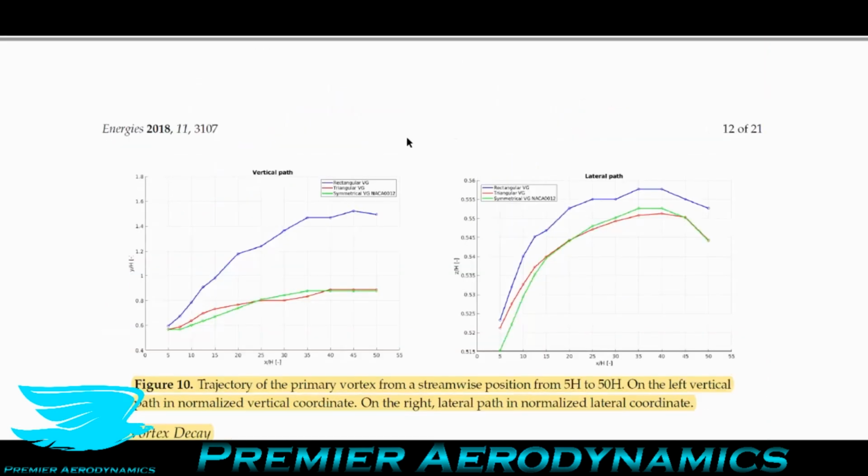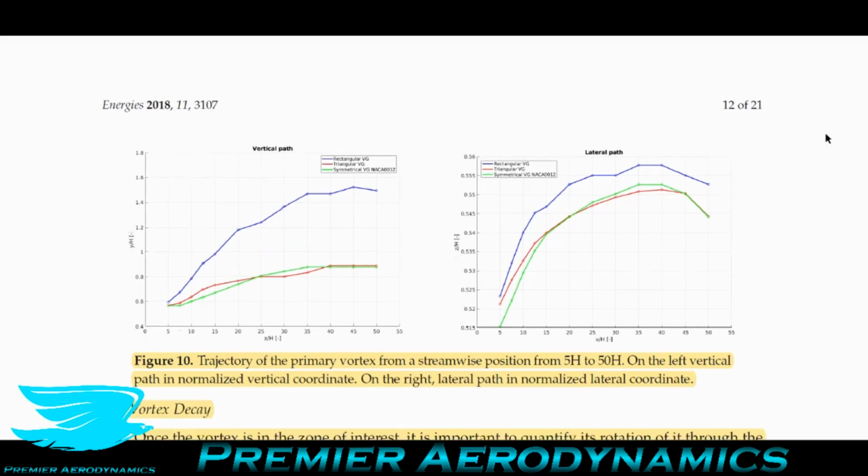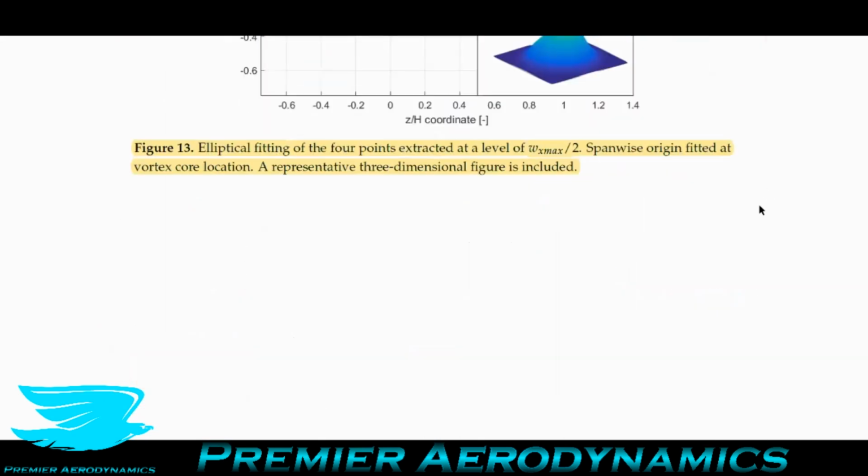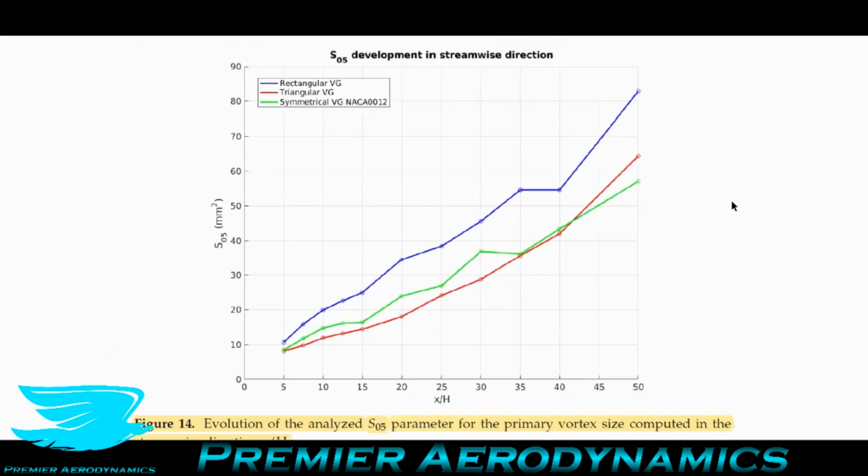So what that means is that the wall effects are going to be affecting these two vortices coming from the triangular vortex generator and the NACA 0012 vortex generator much more than the rectangular vortex generator. So this really agrees as well, where as you go downstream, the vortex is significantly greater in area than the other two. The other two are very close in area and they're always much smaller.